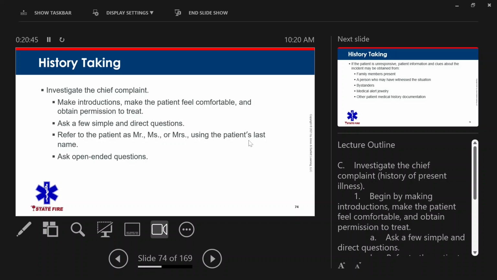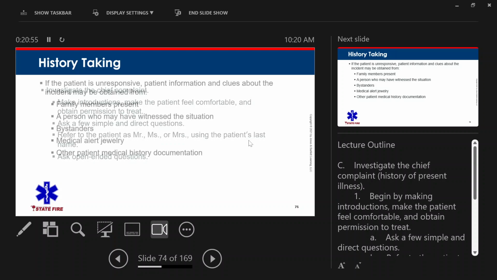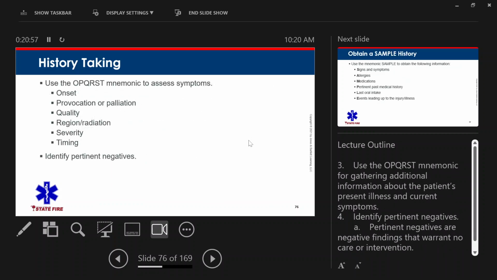So she might think she's having trouble breathing. It might be real to her, but she doesn't have those signs. Know the difference between a symptom and a sign. Okay? That's the S in SAMPLE. What's the next thing in SAMPLE?